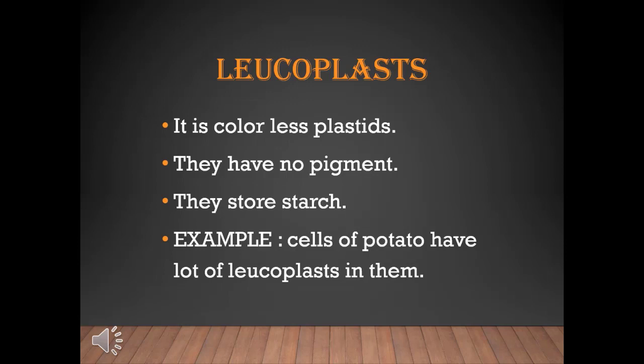Leucoplasts. These are colorless plastids. They have no pigment. They store starch. For example, cells of potato have a lot of leucoplasts in them.